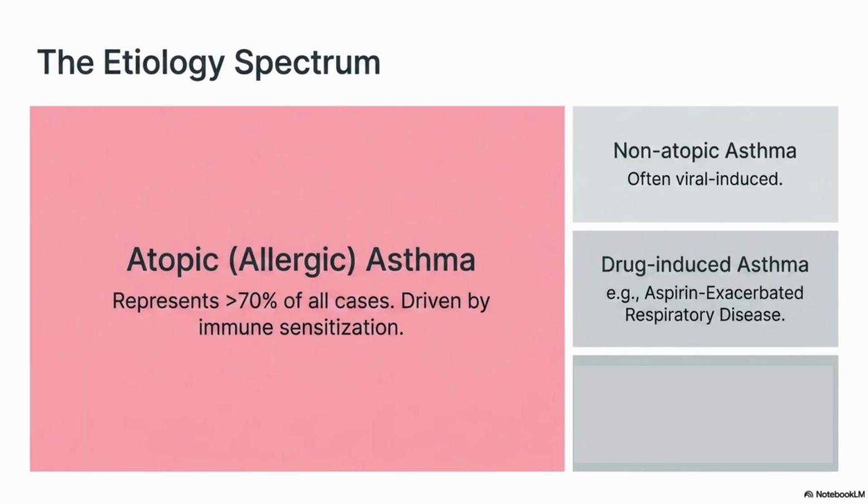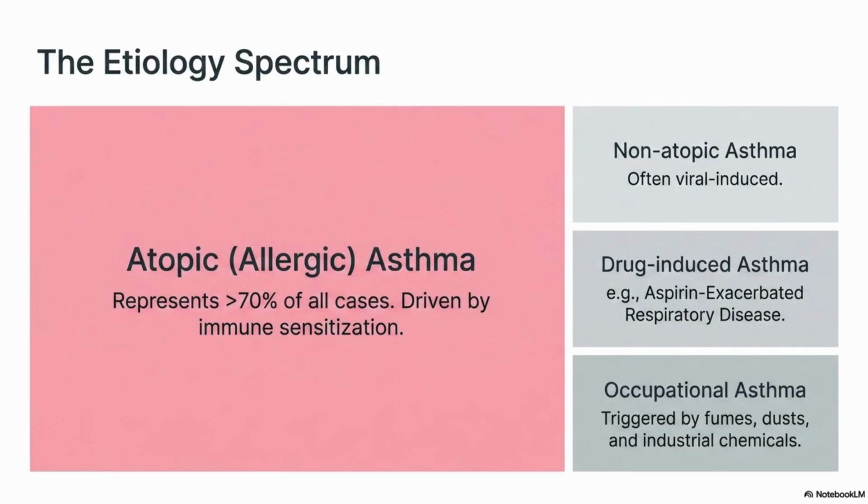Third is drug-induced asthma, classic examples being aspirin-exacerbated respiratory disease. And fourth is occupational asthma, which is triggered by exposure to fumes, dusts, and industrial chemicals in the workplace.